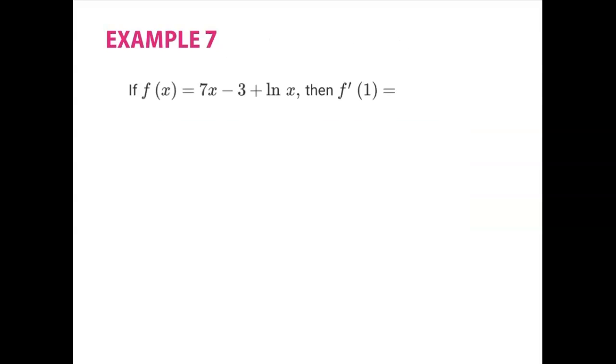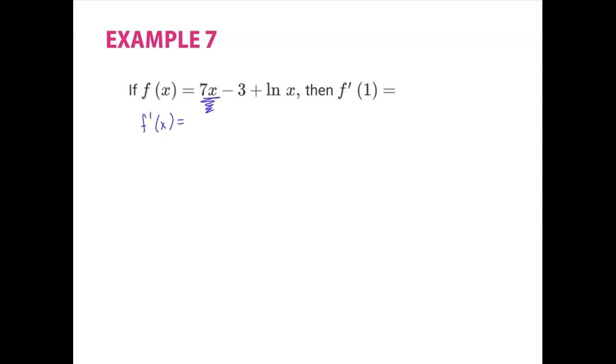All right, we're almost done. All right, so f of x equals 7x minus 3 plus natural log x. Find f prime at 1. All right, so first let's find f prime at x. And so we'll just differentiate each term separately.